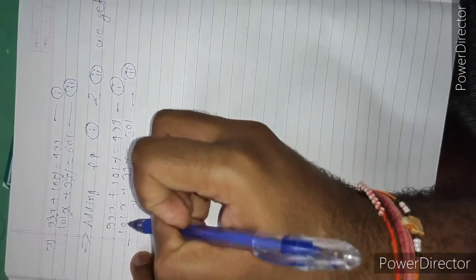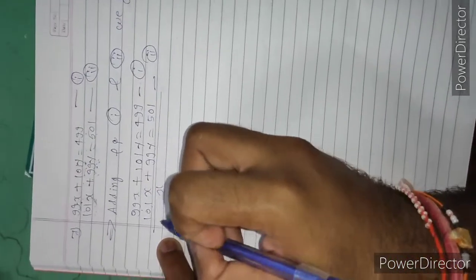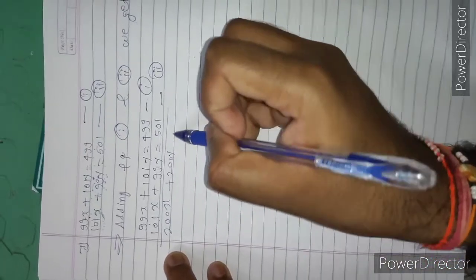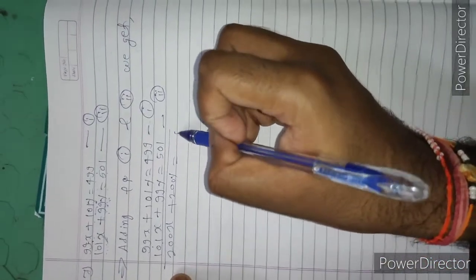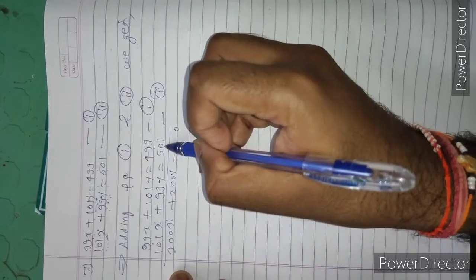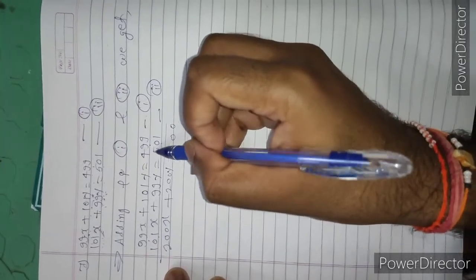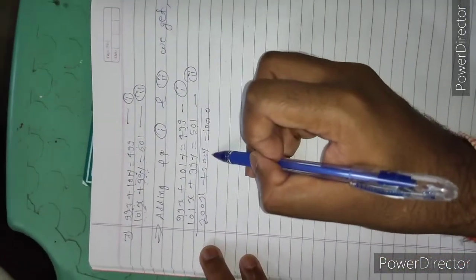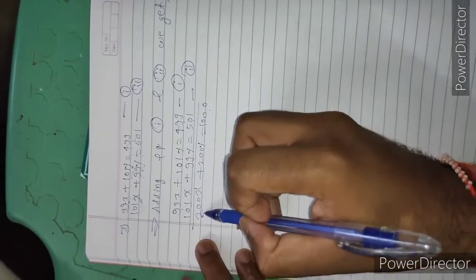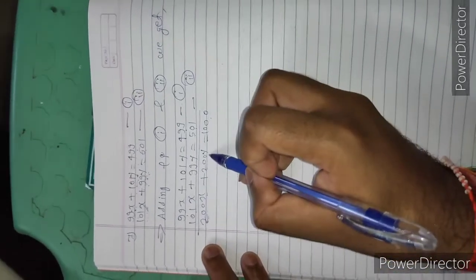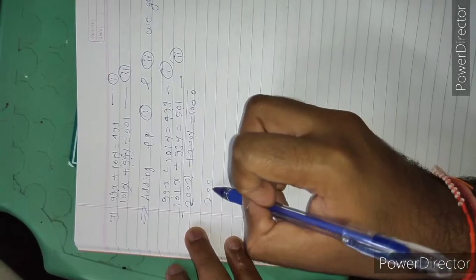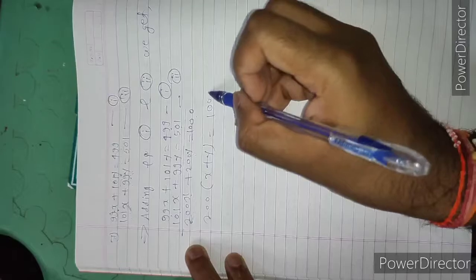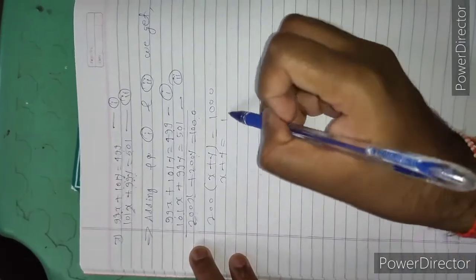X, it becomes 101 plus 99, it becomes 200. This is also y, 200y is equal to, now add it: 9 plus 1 is 10, 0 carry 1, 9 plus 1 is 10, 0 carry 1, 4 plus 5 is 9, 9 plus 1 is 10. Here 200x plus 200y is equal to 1000. Here you can take 200 common, 200 times the bracket x plus y, so 1000. So x plus y is equal to 1000.